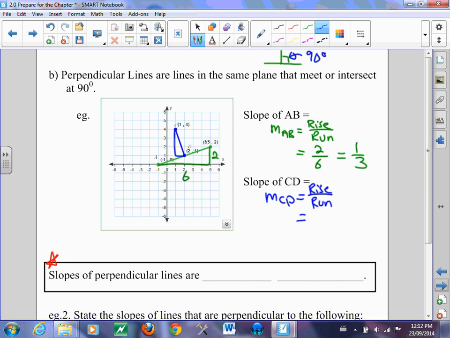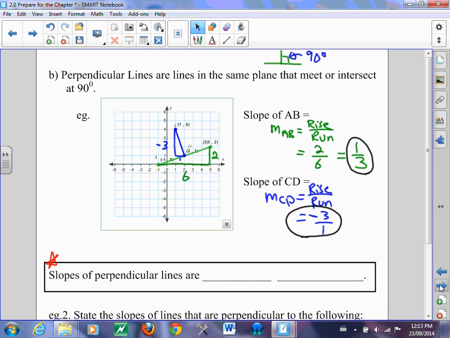And when we take a look at this, folks, be careful here. I'm not actually rising, I'm falling, so it's going to be -3 and 1. All right, so let's take a look at these two slopes and compare. One slope has a value of 1/3. The other one has -3/1, which I would simplify, ladies and gentlemen, to -3.